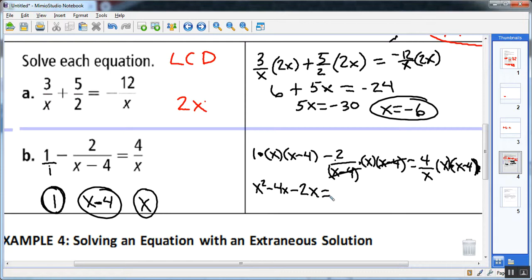Okay, anything going to drop out on the right where I have 4 over x times x minus 4? The x's go away. That's always a good thing when the x's go away. So you got 4 times x minus 4, but if I distribute correctly, that would be 4x minus what? Okay.